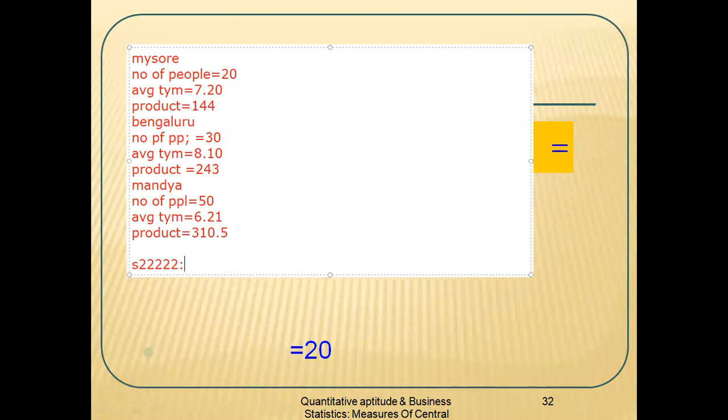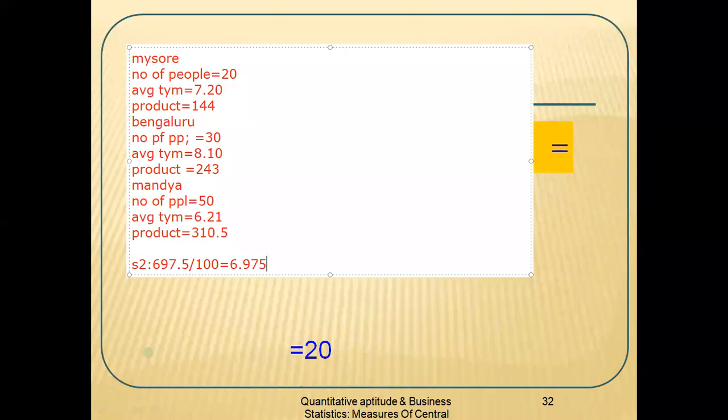Now step two is to sum up all the products. When I sum up, what is the total you get? 144 plus 243 plus 310.5. The sum is 697.5, divided by the number of observations. The number of observations here is 50 plus 30 plus 20, that is 100. So divided by 100, that is equal to 6.975. Absolutely correct.